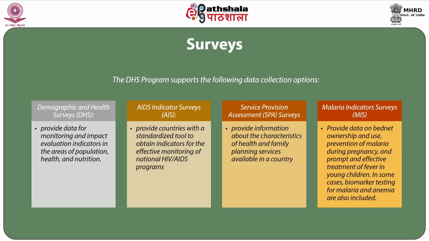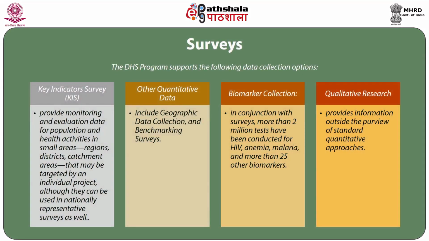Service Provision Assessment surveys provide information about the characteristics of health and family planning services available in a country. Malaria Indicator Surveys (MIS). They provide data on bednet ownership and use, prevention of malaria during pregnancy, and prompt and effective treatment of fever in young children. In some cases, biomarker testing for malaria and anemia are also included. Key Indicator Surveys (KIS). They provide monitoring and evaluation data for population and health activities in small areas, regions, district, catchment areas that may be targeted by an individual project, although they can be used in nationally representative surveys as well.